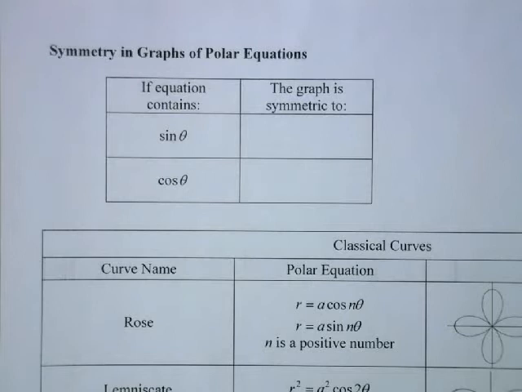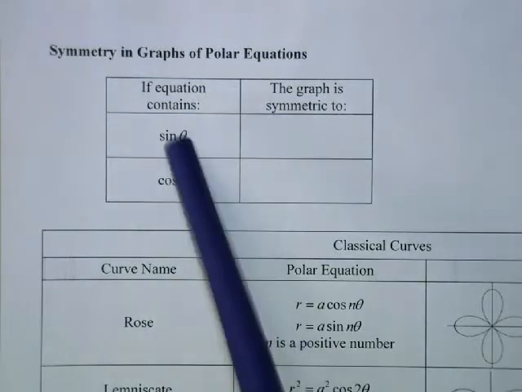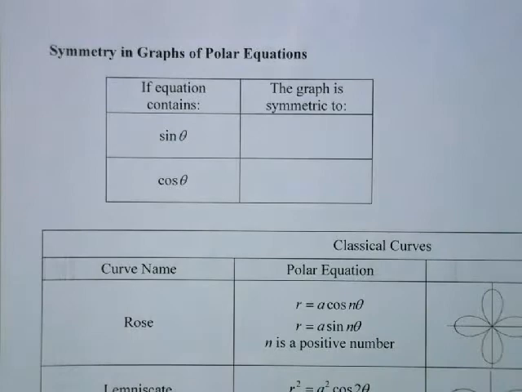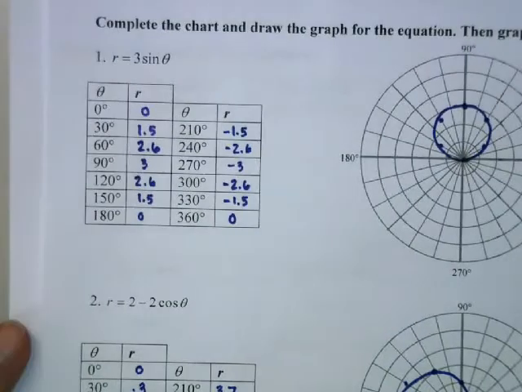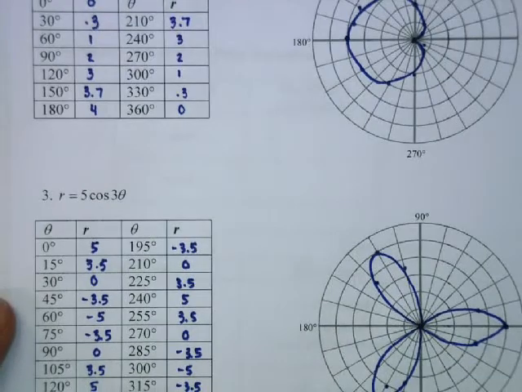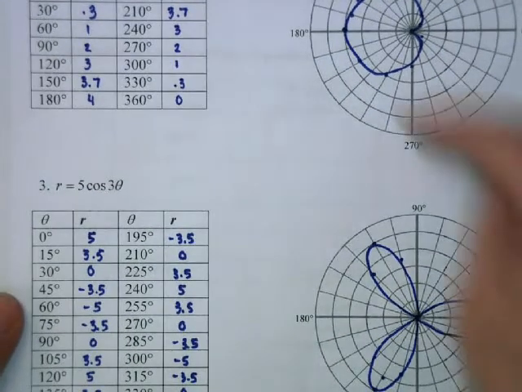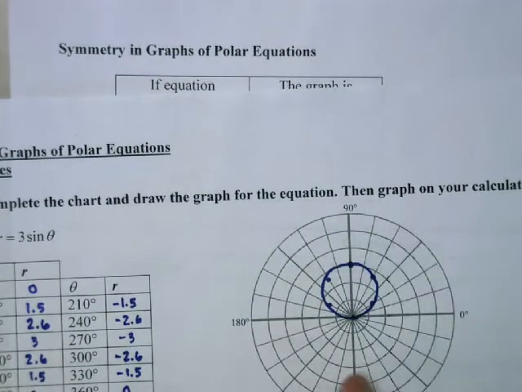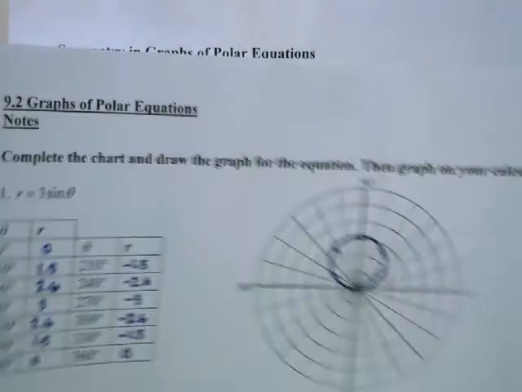So we graphed some nice, pretty graphs, and what you should have noticed is they were very symmetrical graphs. So we want to look at the impact of if the equation has a sine in it versus a cosine. So I have 3 graphs here. The 2 that have cosine are both symmetric to the x-axis. The one with sine is symmetric to the y-axis, and that will always be true.